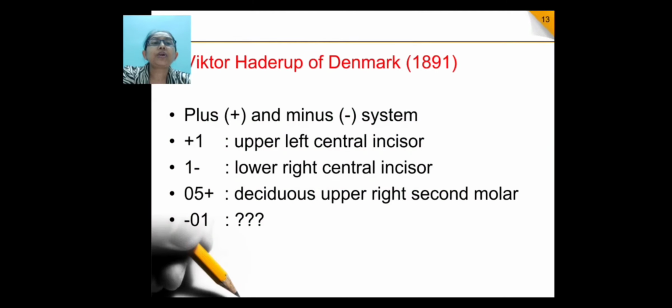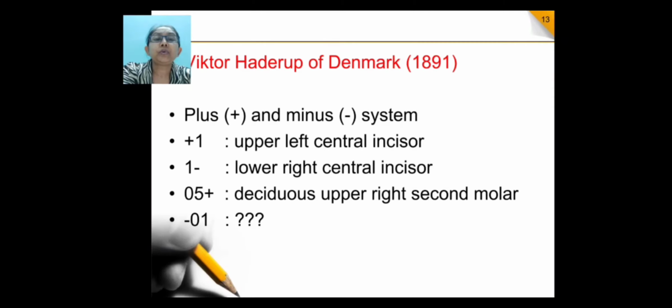So there were a lot of modifications following this. One such modification was given by Victor Hagerup of Denmark in 1891. He gave the plus and minus system for the maxillary and mandibular arch. This system is also known as the European numbering system, which is currently used in Denmark.